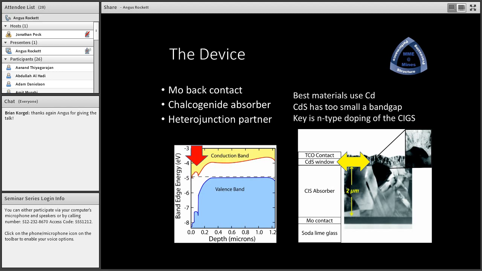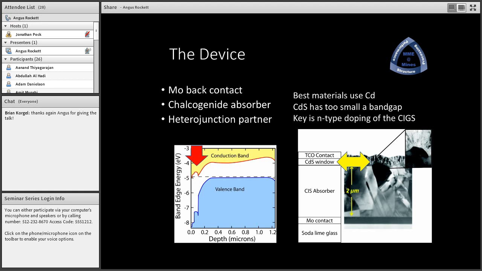The heterojunction partner is usually cadmium sulfide. That makes the best devices. It's not a particularly attractive material to use. We'd rather not have cadmium in the heterojunction partner material, but cadmium seems to dope the surface of the CIGS n-type, and that seems to be very important to the formation of a good device.